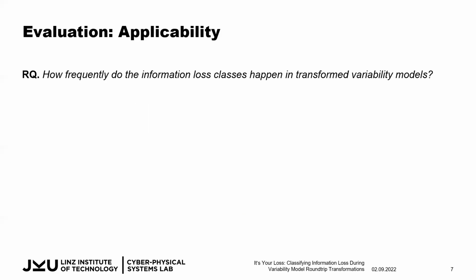Based on these mapping tables, we also defined mapping tables for the other four approaches, all using UVL as a pivot model, and we performed an evaluation. Concretely, we asked ourselves how frequently the information loss classes happen in the transformed variability models. So not only in one way, but specifically in the round-trip transformation. Because we transform one model to another model of type B, so a feature UVL model to a Doppler model, and this model back, and then we compared the original UVL model and the round-trip transformed model.